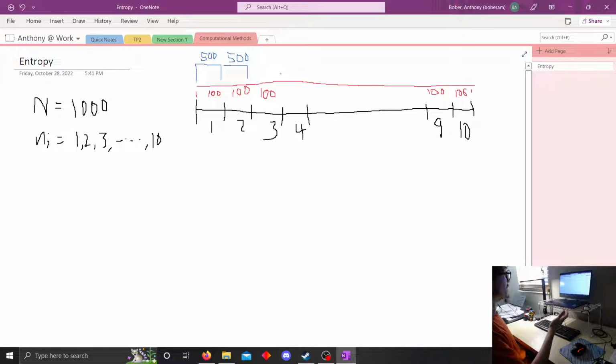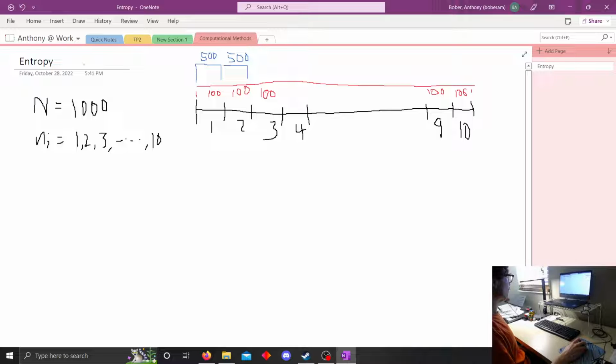Again, we don't know what this data is. But the entropy basically tells us which one is more likely to actually occur. In this case, it would be the red one that's uniformly distributed. It's more likely to occur, so it has a higher entropy.